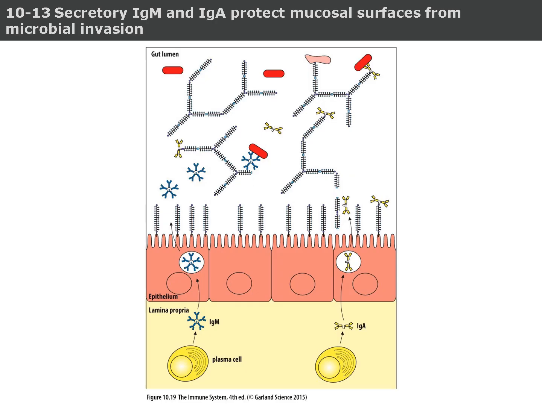In the mucosal immune system, plasma cells in the lamina propria play a central role by secreting two critical antibodies, IgM and IgA. These antibodies are transported across epithelial cells into the gut lumen, where they function at the front lines of defense.